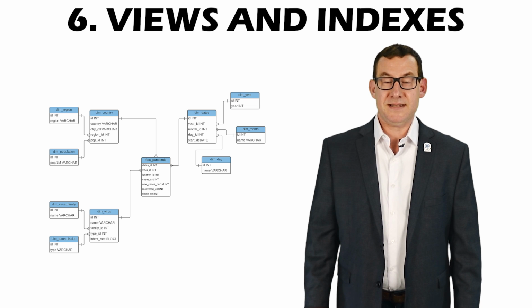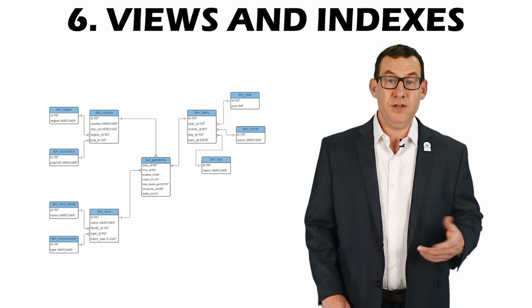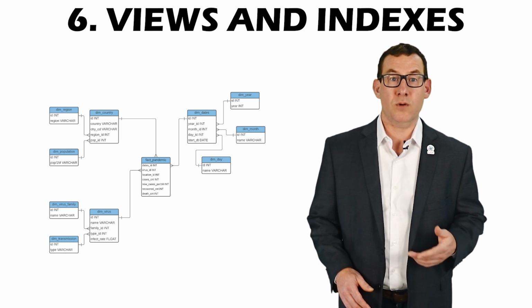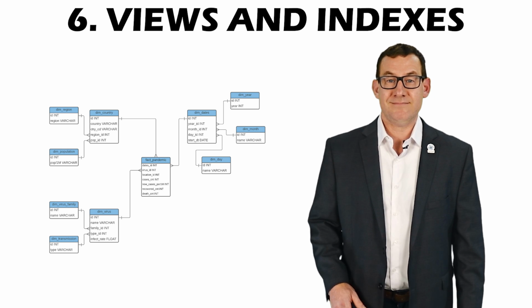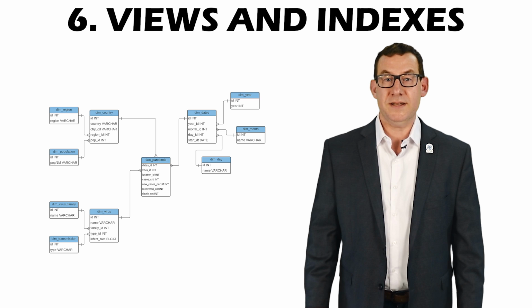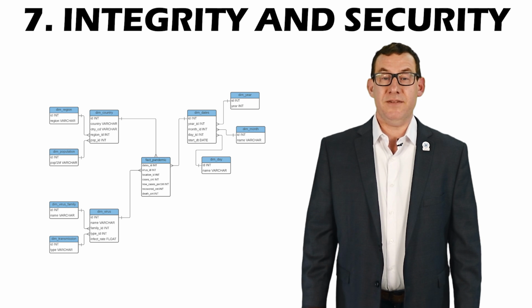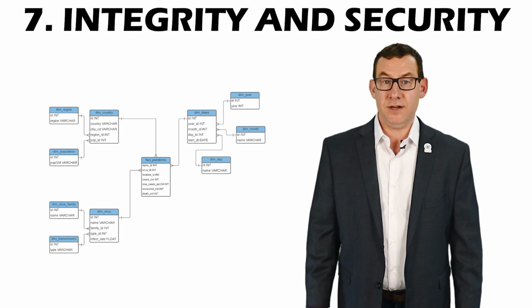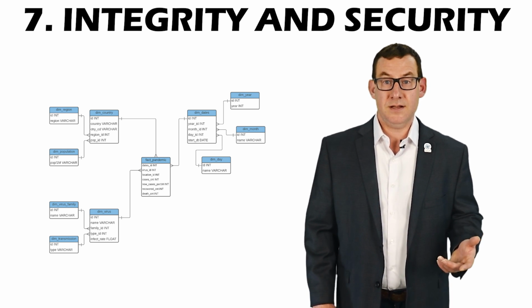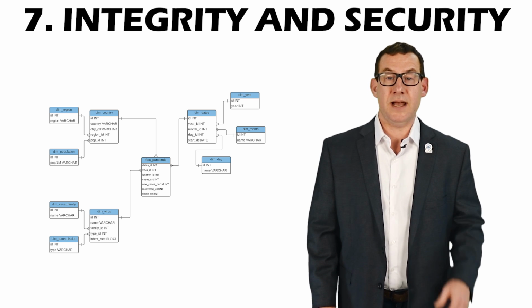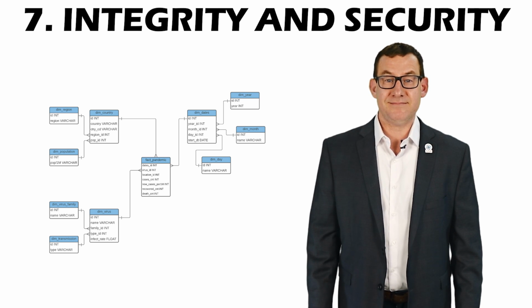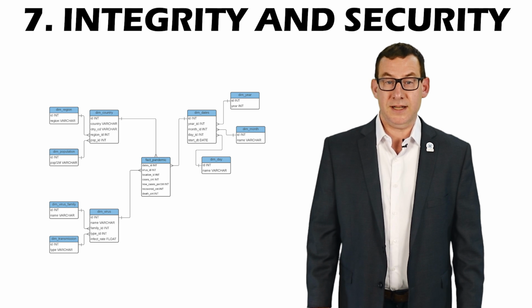Step 6 of database design. Create views and indexes. Create views to simplify complex queries or restrict access to sensitive data. Define indexes to improve query performance. Step 7 of database design. Implement data integrity and security measures. Set up constraints, such as foreign keys, to maintain data integrity. Define security rules to control access to data. Determine if versioning is required.